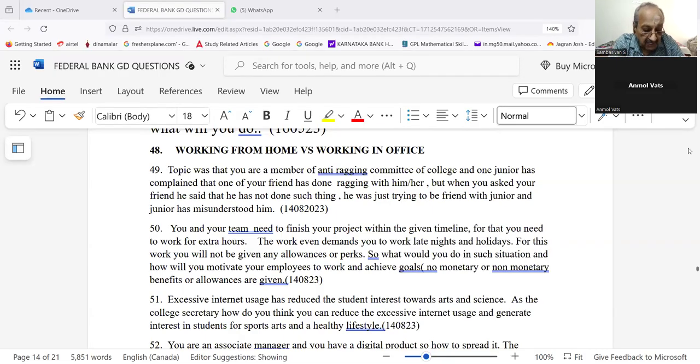Welcome to this special session on group discussion. You are having your group discussion tomorrow. To make you understand what group discussion is about, this session will help you.